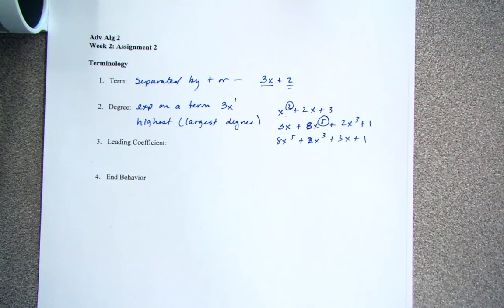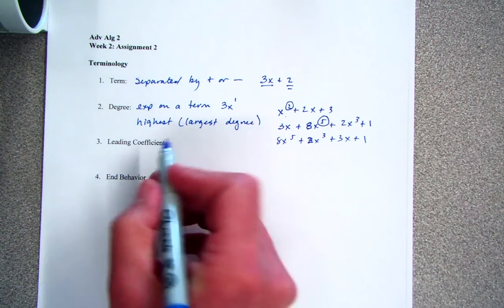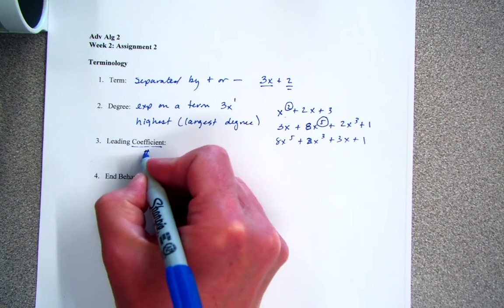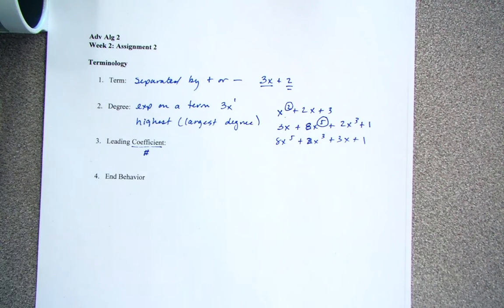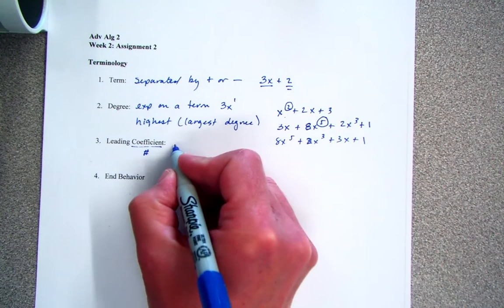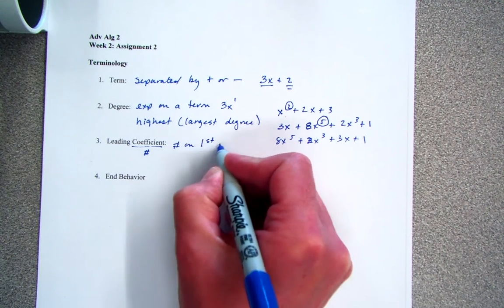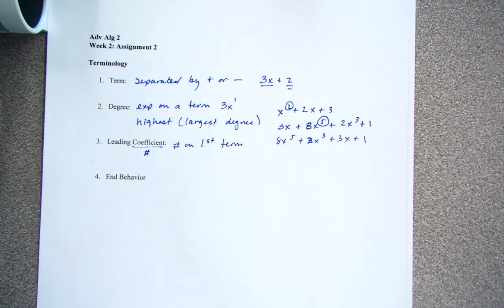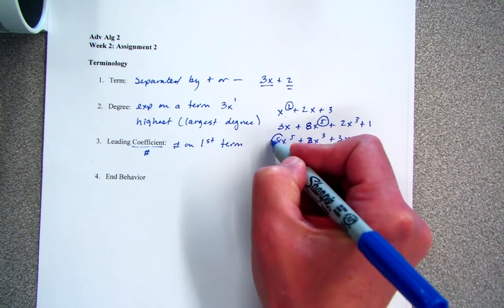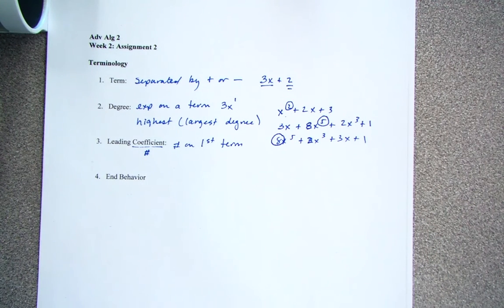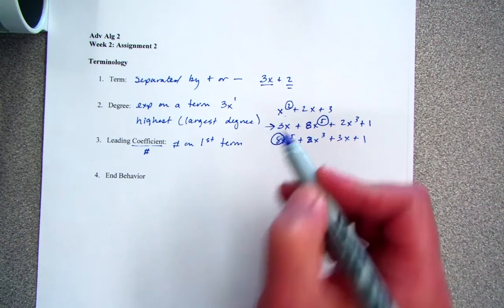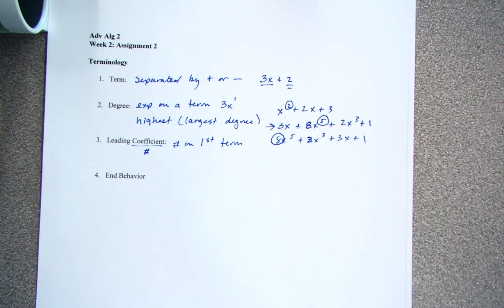The leading coefficient is the number in front of a variable. So the leading coefficient is the number on the first term. Now notice we had to have it ordered. So if I go back and look at this one, in order, the leading coefficient is 8. It would not be 3 because it's got to be in order before you find the leading coefficient.